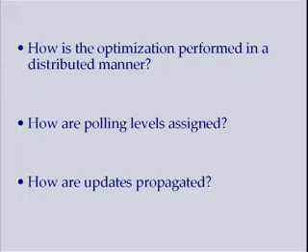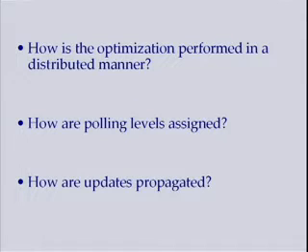Instead, what we have here are three questions that you should be asking yourself as it relates to this decentralization. How do we achieve this optimization algorithm in this decentralized manner? Once we've chosen the nodes that are polling each channel, how do we assign the polling level to that channel once we know the level that we want? And when a node detects an update, how is that update propagated among the nodes that are polling for the channel?